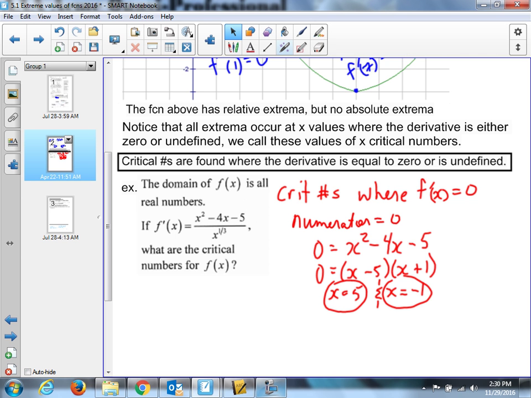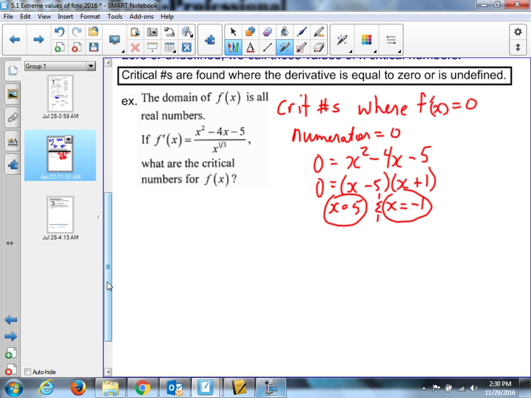This isn't the finished product, but these are two of the critical numbers we're going to look for, right? 5 and -1 would give me zeros from the numerator. And this one's easy enough, so you really don't have to do much. Double check. If I plug those in to the bottom, I don't get 0, right? So they're fine. Okay. Now, where it's undefined, critical numbers where the derivative is undefined.